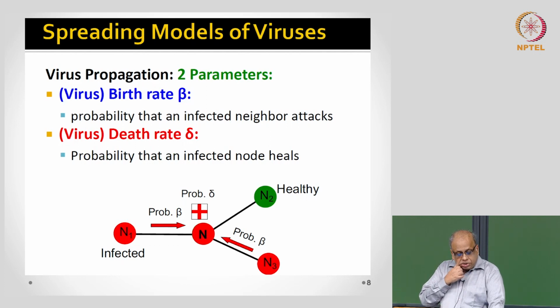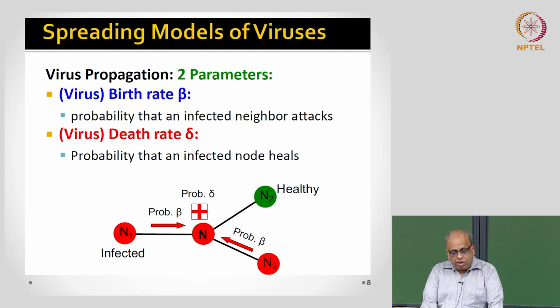Okay, so a person that is infected will affect another person that is not infected. So the birth rate beta is the probability that an infected neighbor attacks. For example, if N1 is a person who is already infected, then with probability beta he can infect another person N. Okay, so that is the birth rate.